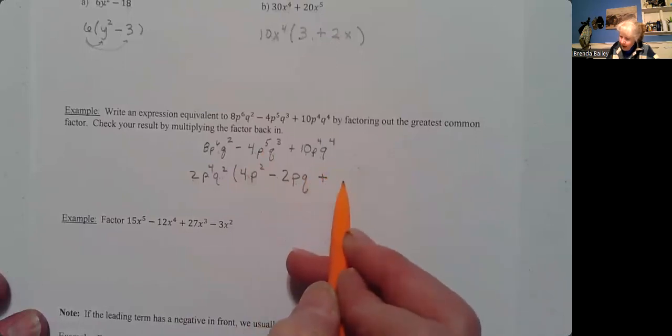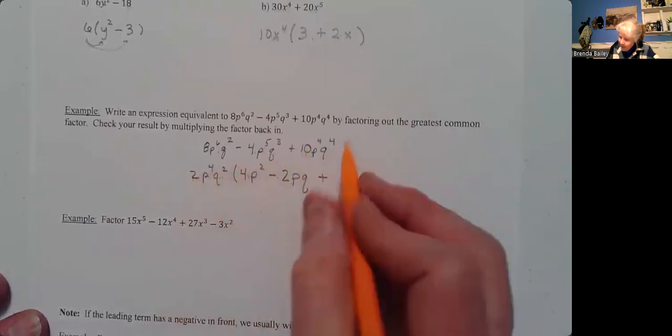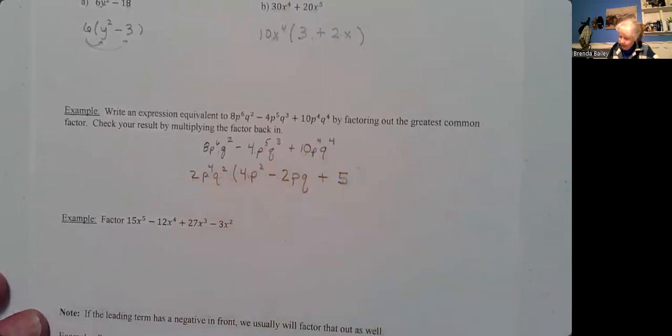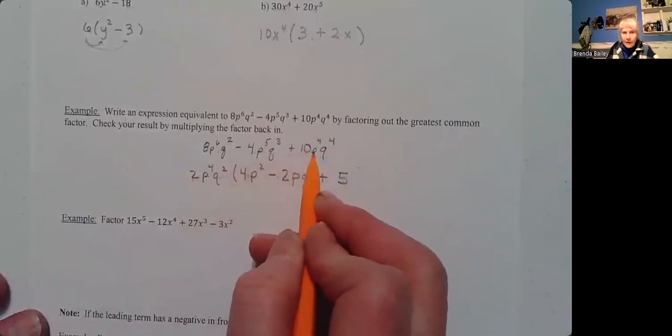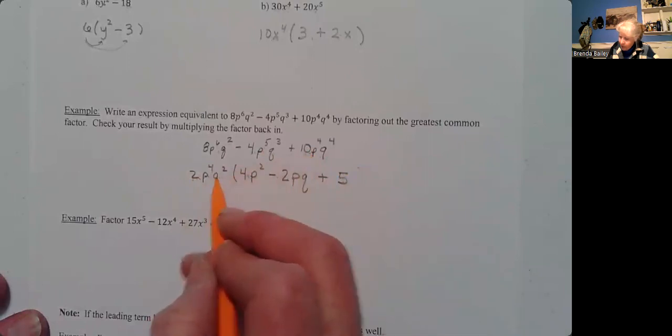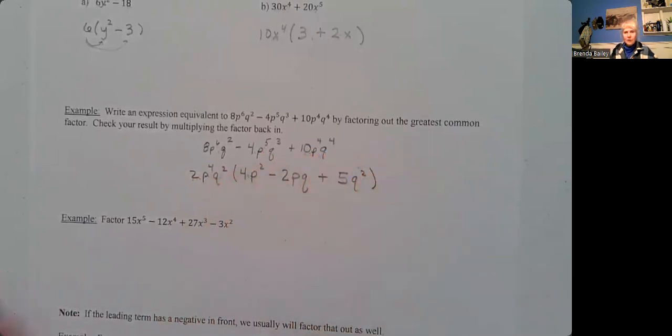what do I multiply this by to get the 10? Well, 2 times 5 is 10. P to the 4th, p to the 4th. I don't need to put anything there. I've already got the whole p to the 4th. Q squared to a q to the 4th, I need 2 more. And there's your answer. Okay, taking out the greatest common factor.